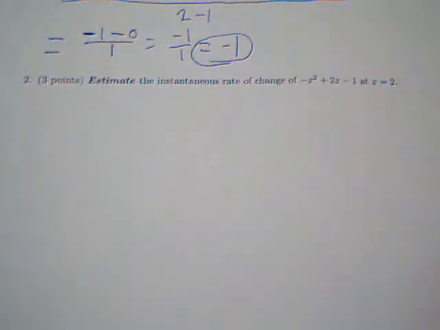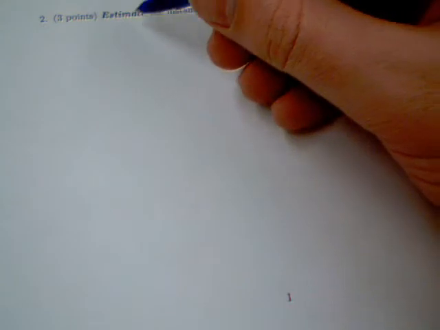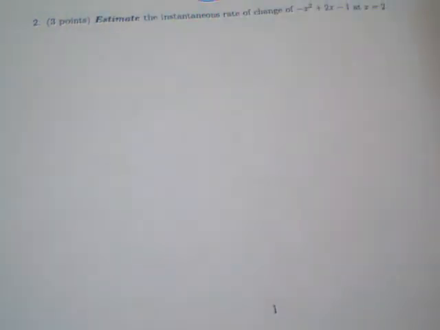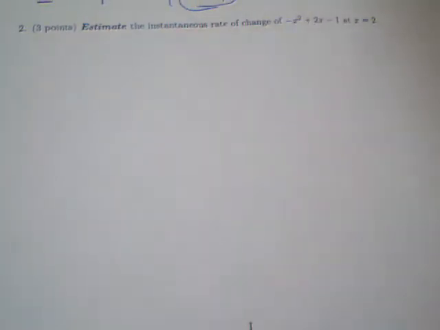Okay, this is problem number 2 on quiz 3 of the blue form. Alright, so I want to estimate the instantaneous rate of change of this function, negative x squared plus 2x minus 1, at x equals 2.